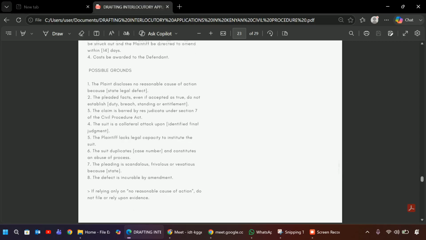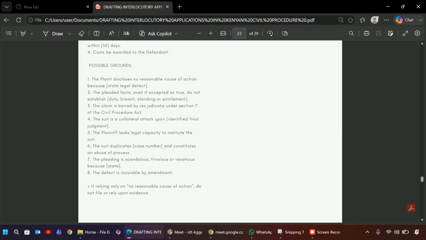And the possible grounds that you can tell court is that the plaintiff discloses no reasonable cause of action because of this day, this, and this. The pleaded facts, even if accepted as true, do not establish breach, duty, etc. The claim is barred by res judicata under section 7 of the Civil Procedure Act. The suit is a collateral attack upon an identified final judgment.